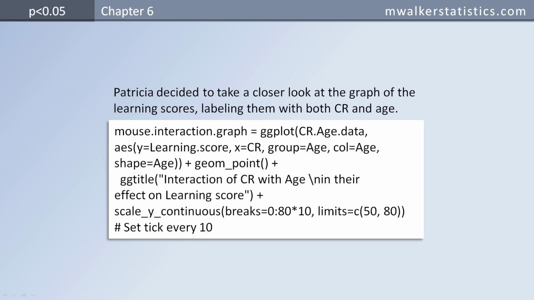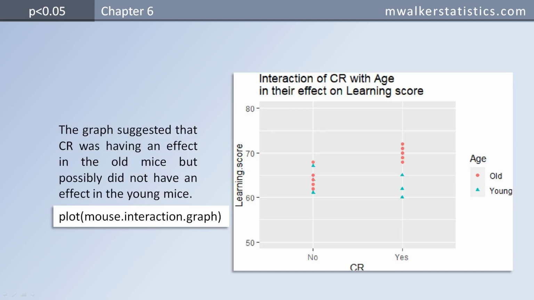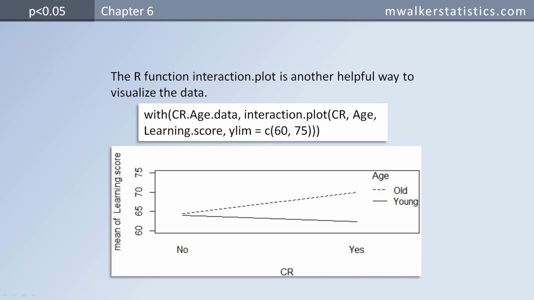Patricia decided to take a closer look at the graph of the learning scores, labeling them with both CR and age. The graph suggested that CR was having an effect in the old mice, but possibly did not have an effect in the young mice. The R function interaction plot is another helpful way to visualize the data.